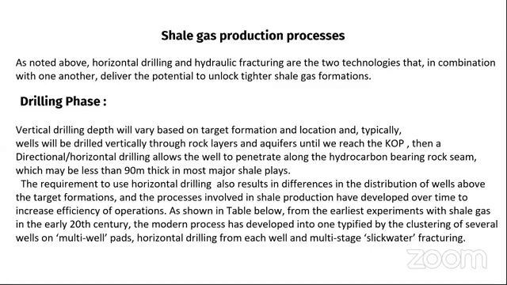The requirement to use horizontal drilling also results in differences in the distribution of wells above the target formation, and the processes involved in shale production have developed over time to increase efficiency of operation. As shown in the table below, from the earliest experiments with shale gas in the early 20th century, the modern process has developed into one typified by the clustering of several wells on multi-well pads, horizontal wells from each well, and multi-stage slick water fracturing. So next slide, please.